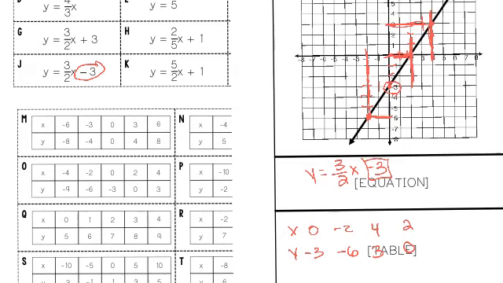Let's take a look at O. O says when x is 0, y is -3. That's our y-intercept, right? When x is 2, y is 0. Check, check. When x is 4, y is 3. Check, check. When x was -2, y is -6, and those are all the points on this line. So now we have found that J is our equation, we'll cut and paste it here. O is our table, cut and paste it here. Good luck.